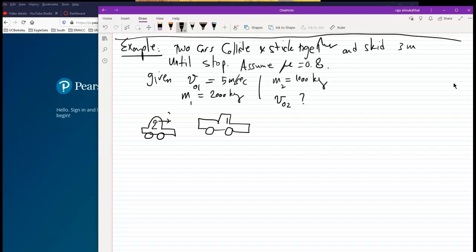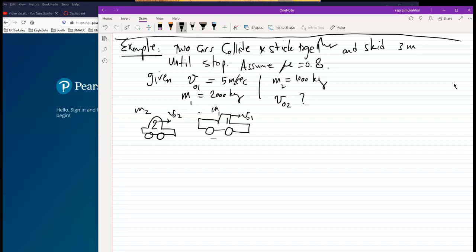And this is V02. This is V0. Look at the direction here, guys. Okay, so this is M1. This is M2. So both are moving in the same direction, except that apparently V02, car 2, is going faster. That's why it collided with it.